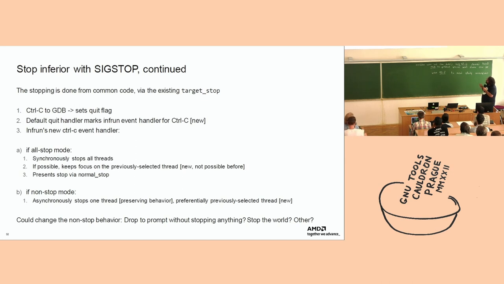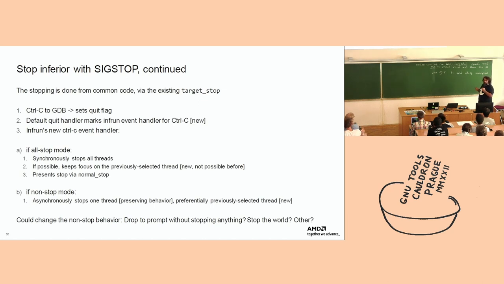But we could go beyond and do other things. So you're in non-stop mode, and you type Control-C, and because GDB sees the SIGINT first, it can decide to do whatever. It could decide to not stop anything at all, just give you the prompt again, and everything continues running. That's one thing you could do. We could also stop everything in all-stop mode, if we wanted. Or maybe we can make it a setting and the user decides. The point is just that we now have this flexibility.